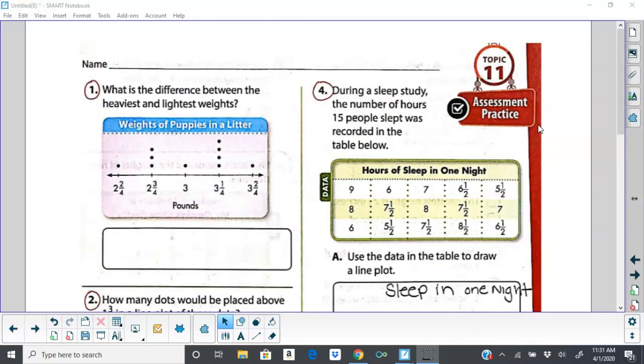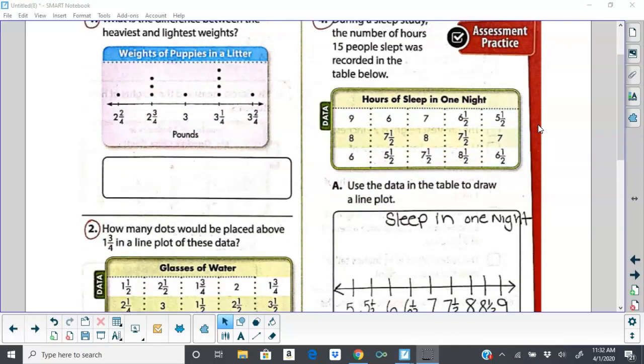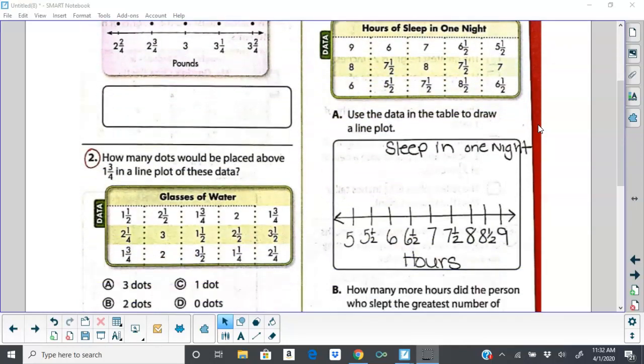Number 4, during a sleep study, the number of hours 15 people slept was recorded in the table below. Hours of sleep in one night. A, use the data in the table to draw a line plot. I already started the line plot for you, and I broke it into hours by the half hour. So 5, 5.5, 6, 6.5, 7, 7.5, 8, 8.5, and 9. I labeled hours on the bottom, and I gave it a title on the top for sleep in one night.